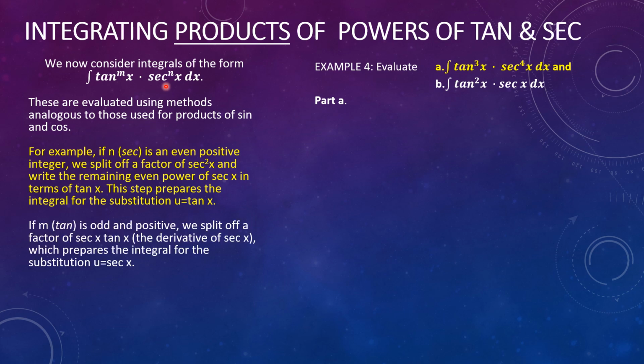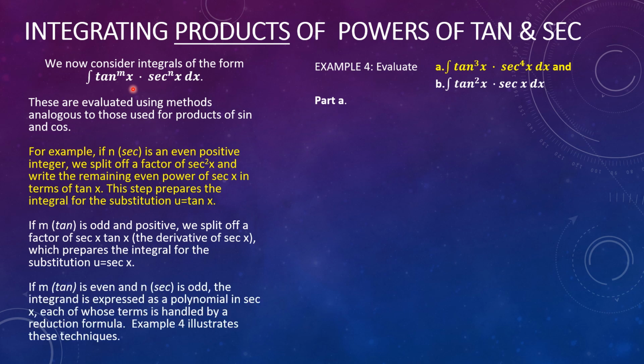If m, the power on tangent, is odd and positive, we split off a factor of secant x tangent x, the derivative of secant x, which prepares the integral for the substitution u equals secant x.